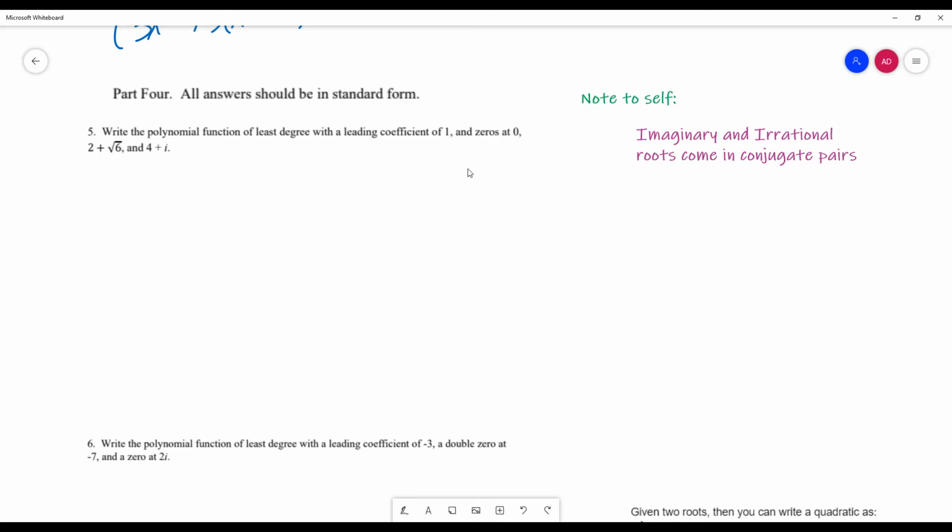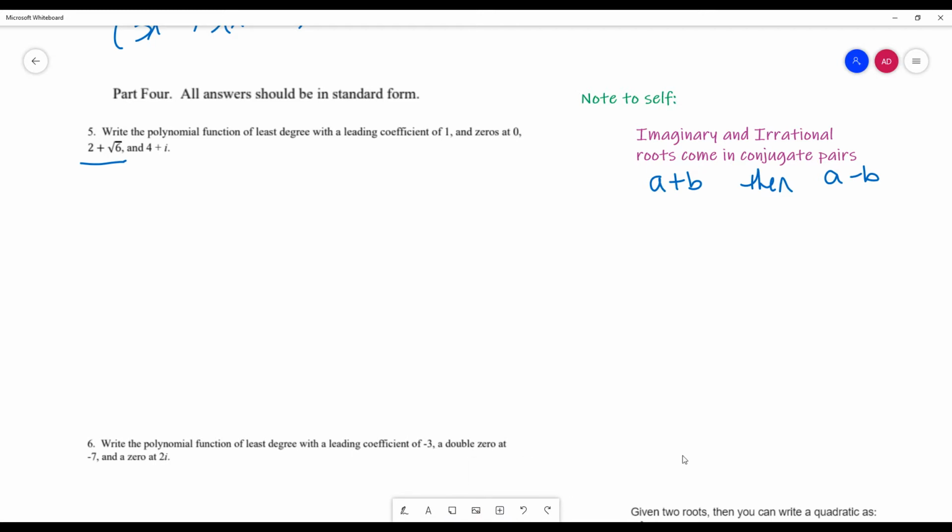So a few things I want you to just take note of, little notes to self, right? Imaginary and irrational roots will always come in conjugate pairs. And I'm hoping you remember the conjugate pair idea, meaning that if a plus b is a root, then a minus b would also be a root, okay? So in other words, if 2 plus radical 6 is a root, then 2 minus radical 6 has to be a root.